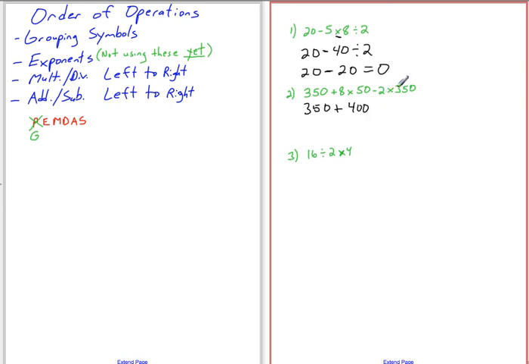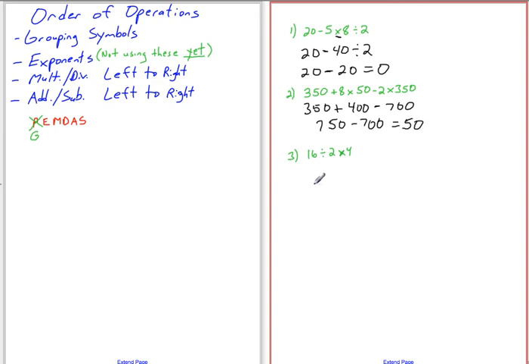Then we have another multiplication of 2 times 350. So we're going to subtract, because that's what this symbol means. Subtract the answer of 2 times 350, which is 700. So now we just have addition and subtraction. First thing we're going to do is add 350 and 400 and get 750, and then subtract 700, and the answer is 50.